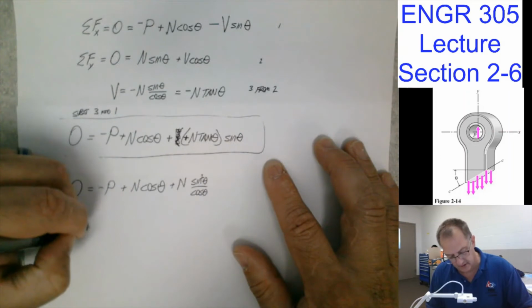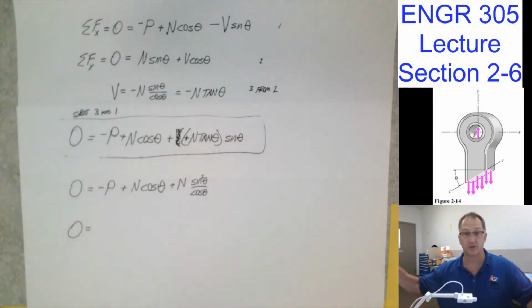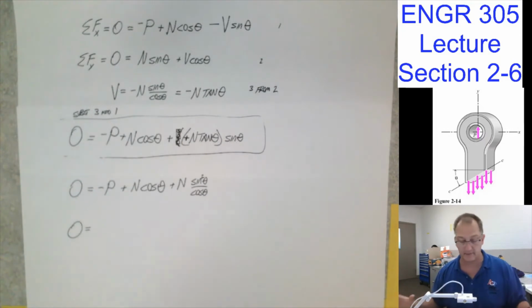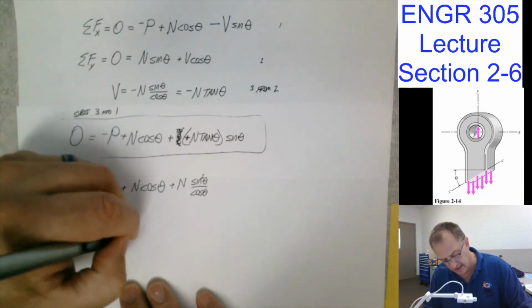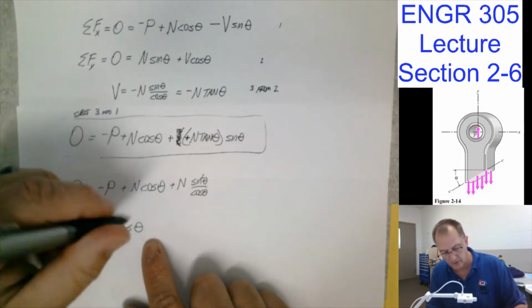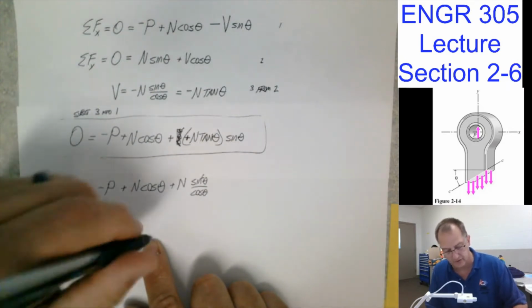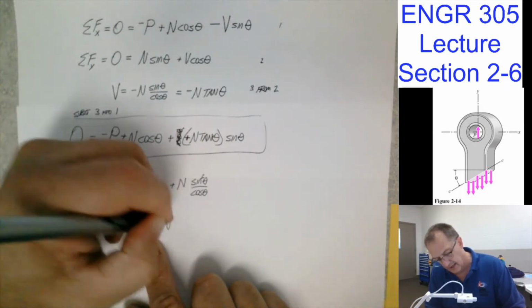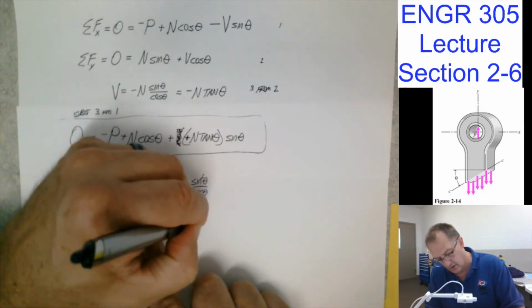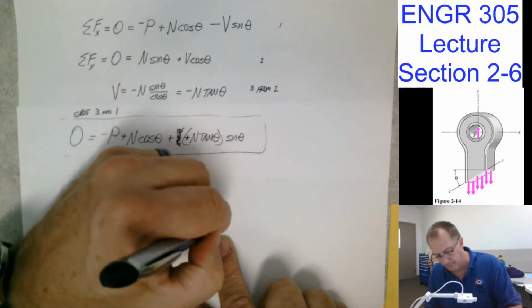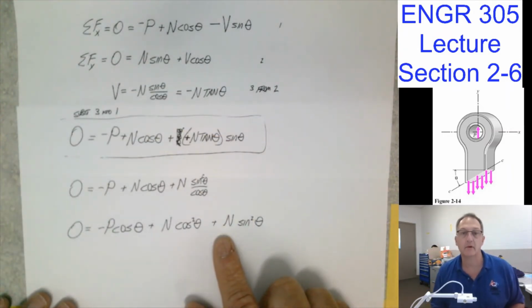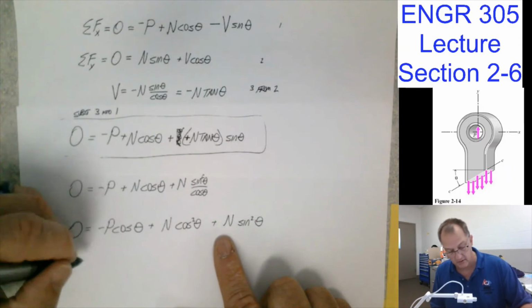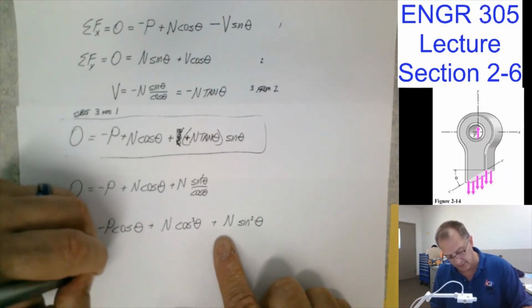So 0 is equal to, here's my trick, right? There's always a trick. We want our mathematicians to help us with this. Minus P cosine of theta. So I'm multiplying the whole equation by cosine, plus N cosine squared theta plus N sine squared theta. Oh, I know, you're seeing it now. You're seeing it now, and I'm going to keep writing it out in all its painful detail.